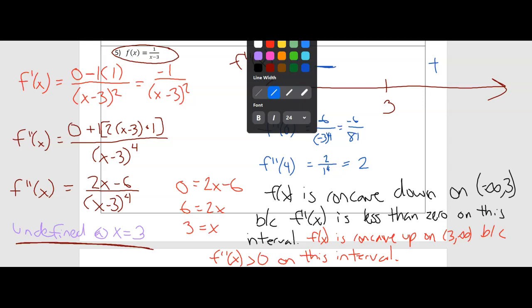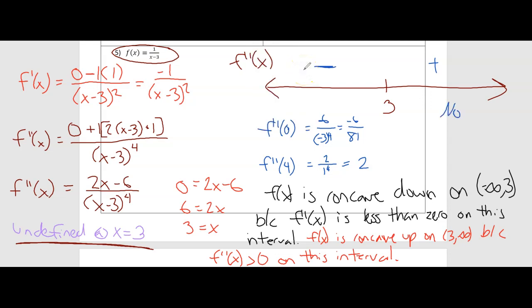And again, no point of inflection at x equals 3 because f of 3 is undefined. All right, there's actually a vertical asymptote going on at x equals 3. We could figure that out by just looking at the function itself.